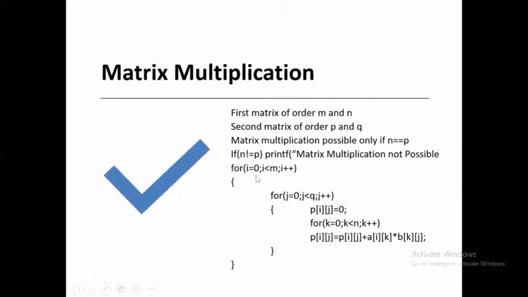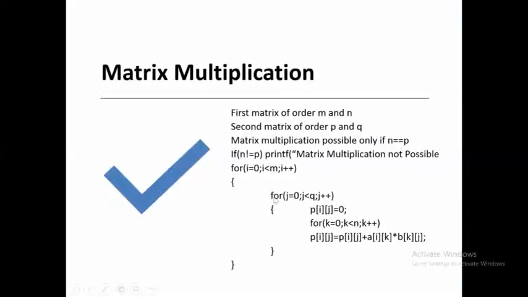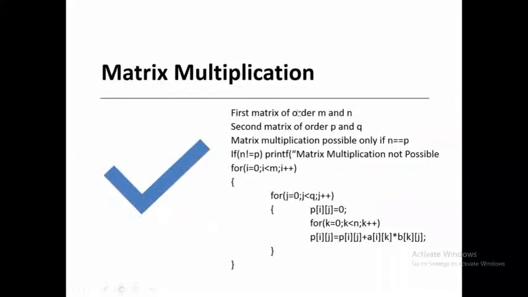Okay, i starts at 0, 0 less than m, that is 1 here, the condition is true. It enters the second for loop. j is equal to 0, 0 less than q, that is 1. It enters into this one: P of ij is initialized to 0. k is equal to 0, 0 less than n, where n is 2, the condition is true. Then it enters into this statement.